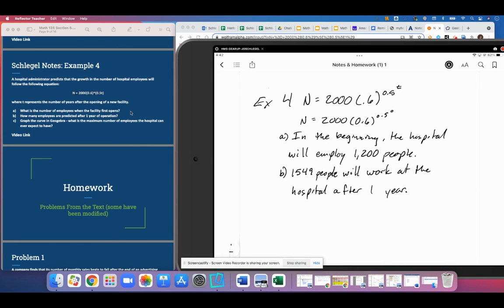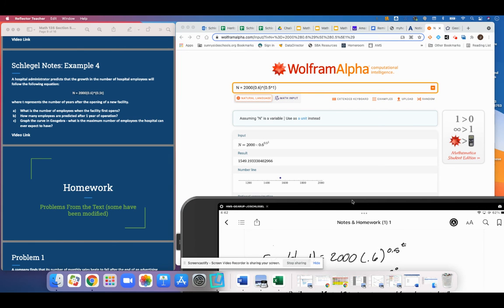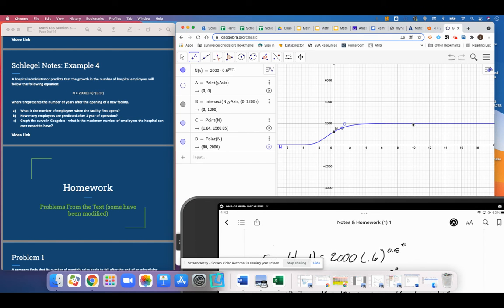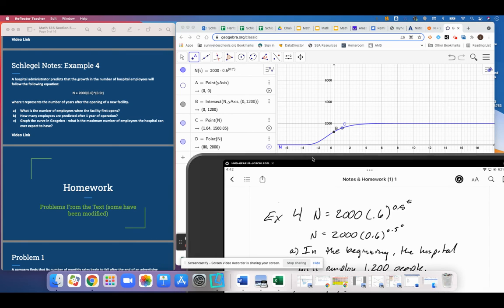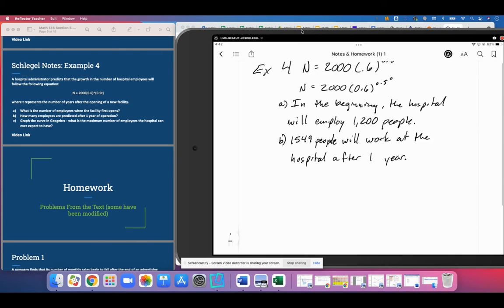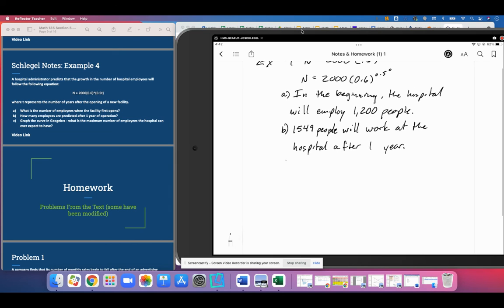And then, as we saw from the graph in GeoGebra, I can bring that up as well. The graph approaches but never goes past 2,000. And so the maximum number of employees we can ever expect to be working at this hospital is 2,000. So again, the max number of employees we can expect to be working at the hospital is 2,000.